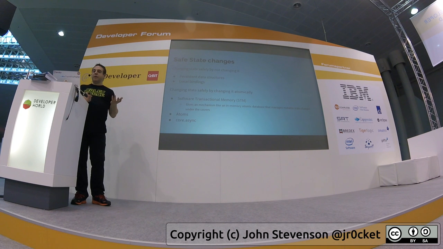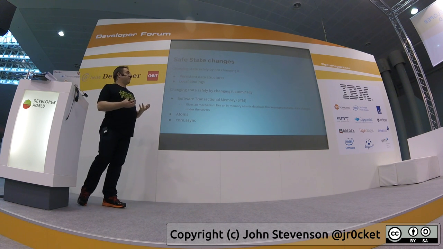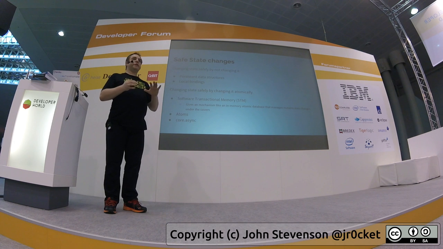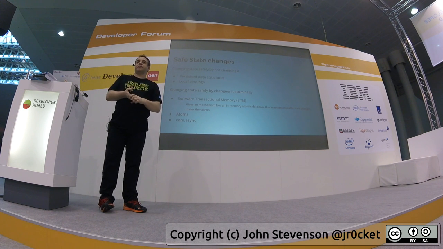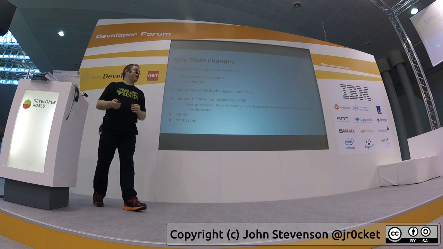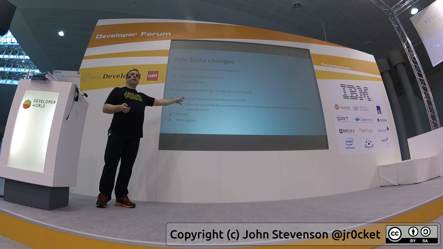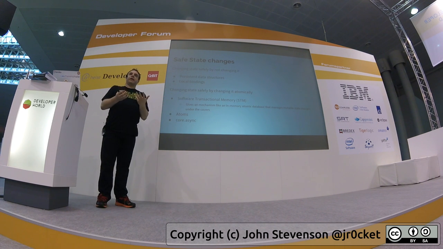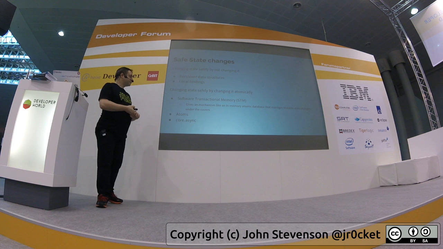And there is also something called software transactional memory in Clojure, so if you do need to change state, because we do need to change state sometimes, we can do so in a very safe way. It's basically like having an atomic, or ACID, database inside memory. If you want to change something, it manages all the locks for you so that no two things can change state at the same time.